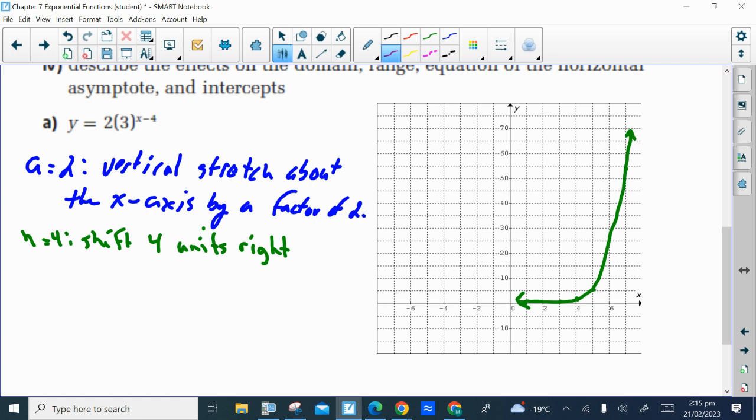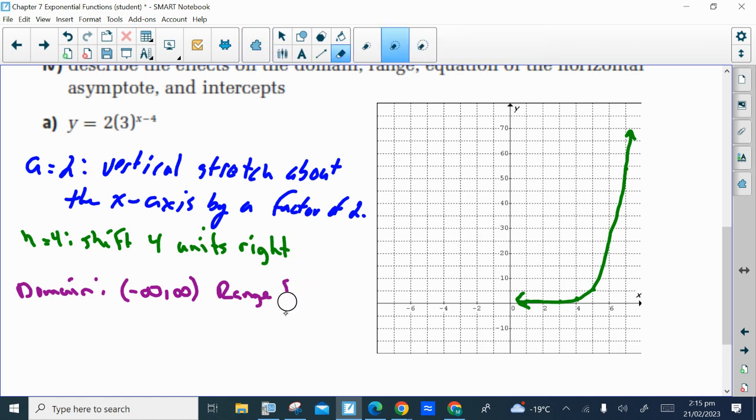So if we want to talk about the characteristics, the domain actually won't change. It'll still go from negative infinity to positive infinity. Neither will the range change. It'll go from 0 up to positive infinity. And again, the 0 is not included because the x-axis is an asymptote. It'll get infinitely close to that, but never touch it.